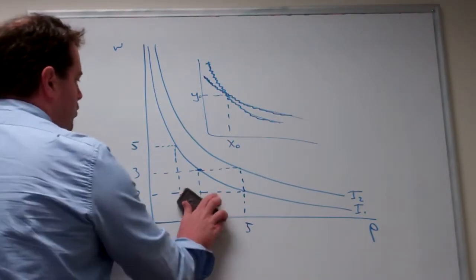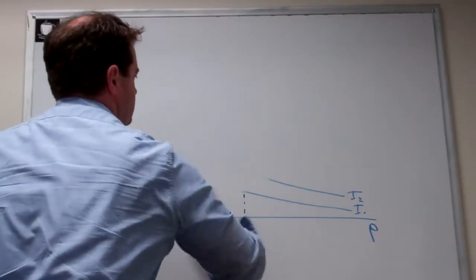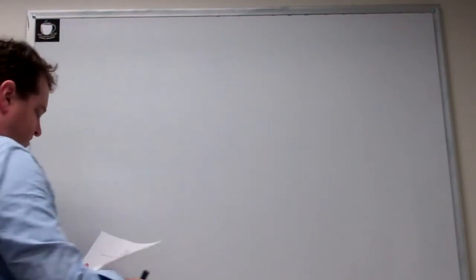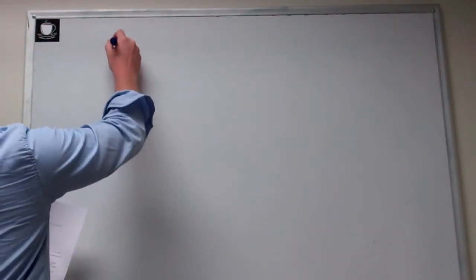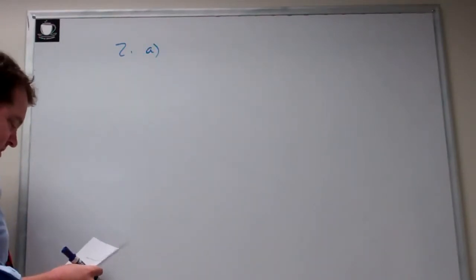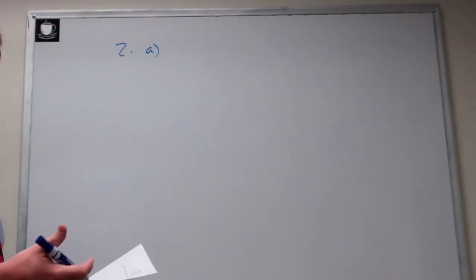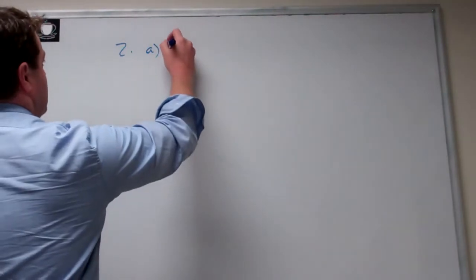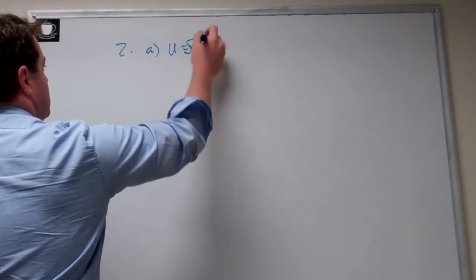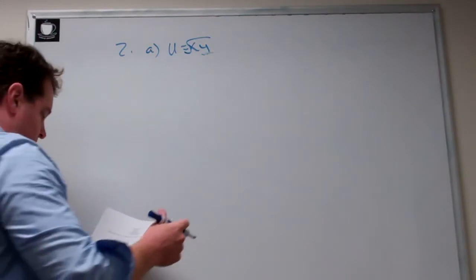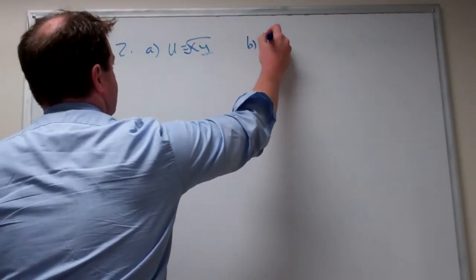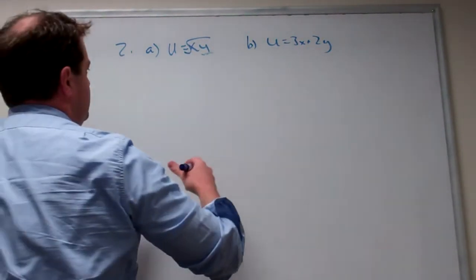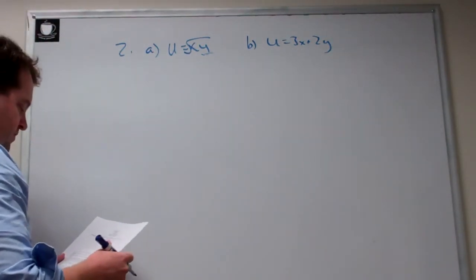So moving on to number 2. I just want to do 2 part A, and then in the very near future we'll do parts B and C. But we're just trying to calculate utility levels with these 3 different utility functions. So the first utility function we have is a Cobb-Douglas, right? Imperfect substitutes. The second one is perfect substitutes. And then the third one, which I'll work with in a little bit, is perfect complements.